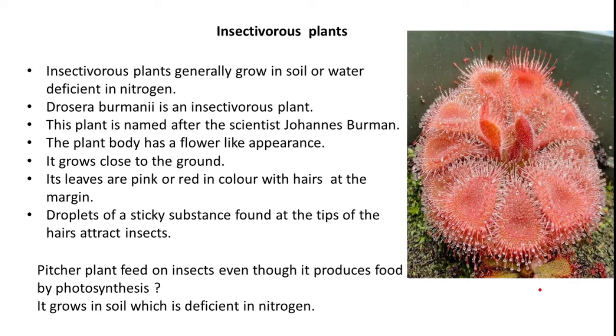It grows close to the ground. Its leaves are pink or red in color with hairs at the margin. The droplets of sticky substance are found at the tips of the hair to attract insects. Pitcher plant feeds on insects even though it produces food by photosynthesis, because it grows in soil which is deficient in nitrogen.